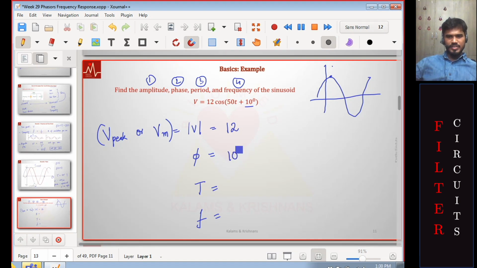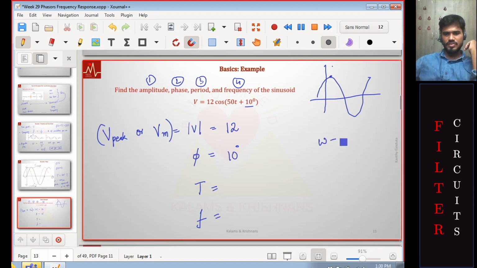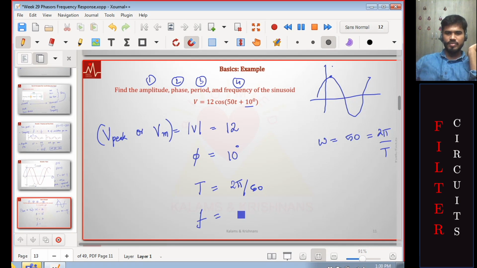Phase is 10 degrees. And then time period quickly. Notice omega is 50. This is 2 pi by T. So T is 2 pi by 50, pi by 25. And then frequency is 25 by pi.